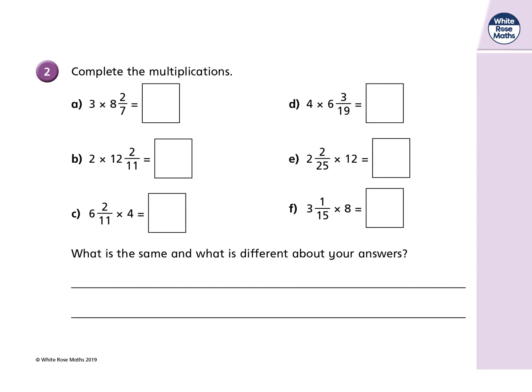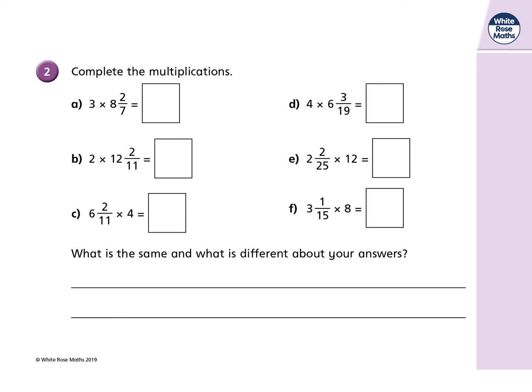So what I'd like you to have a go at is these calculations. 3 times 8 and 2/7. Remember, the denominator stays exactly the same. Break the calculation down into 3 times 8 and then 3 times 2/7. Just use your multiplication knowledge very carefully.